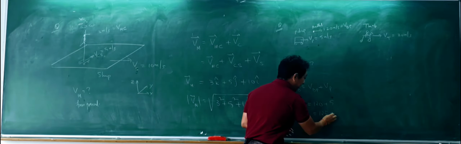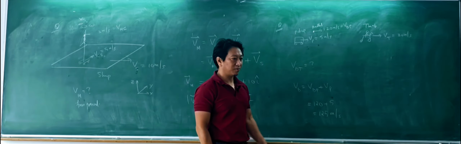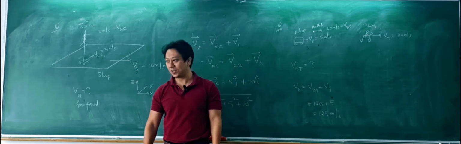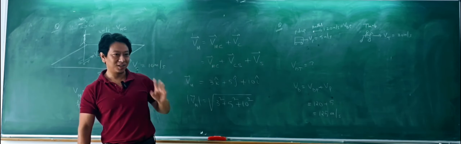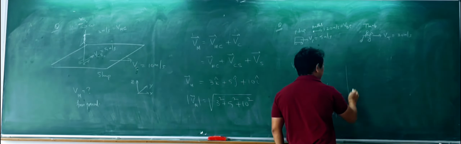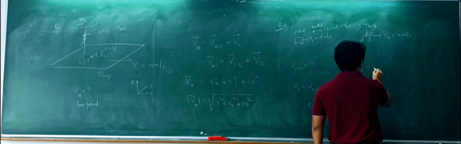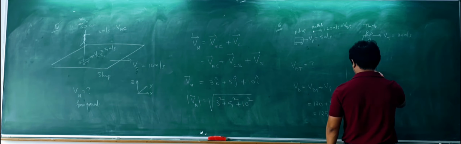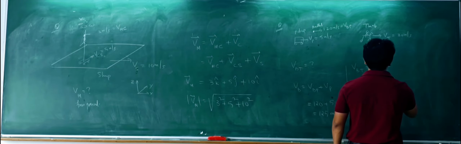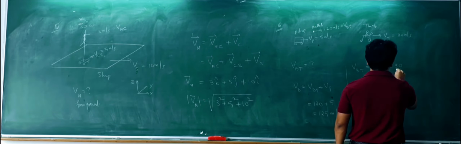Somebody must be thinking better police was at rest also, doesn't matter. Difference of 5 only. Better stand and shoot. Anyways, now what we have to find? Velocity of bullet with respect to thief. What is velocity of bullet with respect to ground? 125 right side. Minus velocity of thief 30.